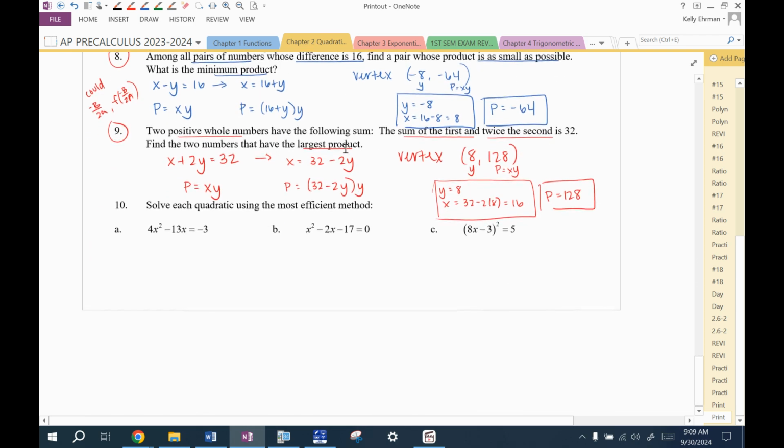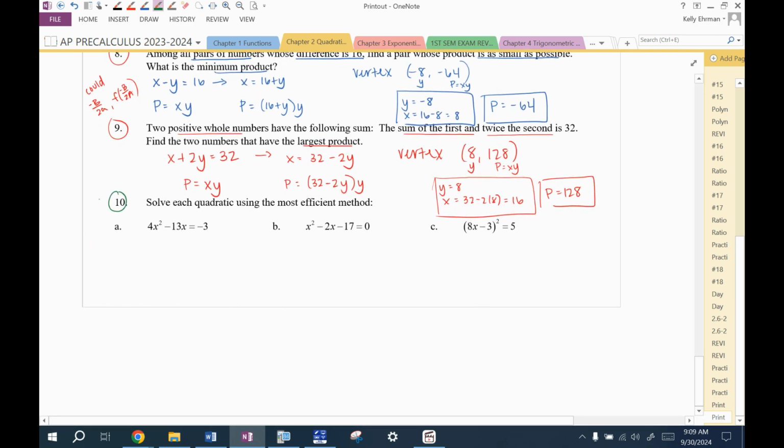Okay, now this last section, this is on the no calc part, because otherwise if I'm able to solve, I would just keep graphing and finding intersection points. But otherwise it says solve each quadratic using the most efficient method. So that means if you can factor it, you should factor it. If you can square root method, you should do that. If you can quadratic formula, do that.